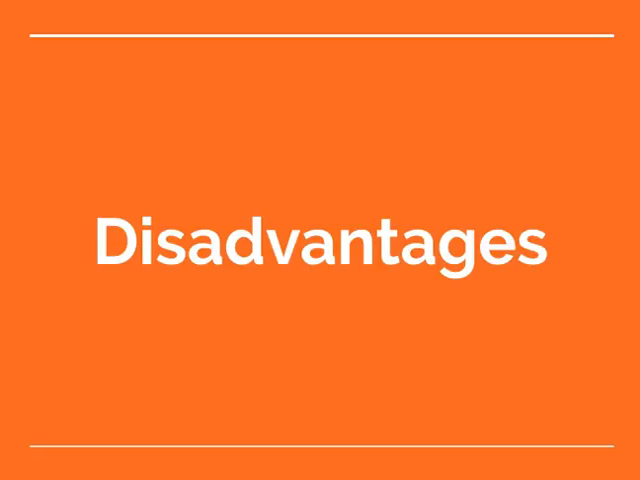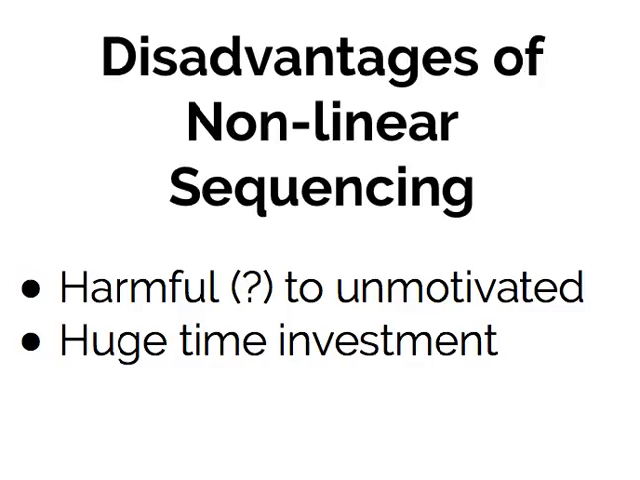So if nonlinear sequencing is so great, why hasn't it totally taken over and become the standard? Well, there are several disadvantages that we should talk about. The first one that comes to mind is that there have been studies showing that nonlinear sequencing is potentially harmful to less motivated students. There's been a study showing that highly motivated, intrinsically motivated students do better when given the opportunity to choose their own learning path, but students with less intrinsic motivation tend to flounder.